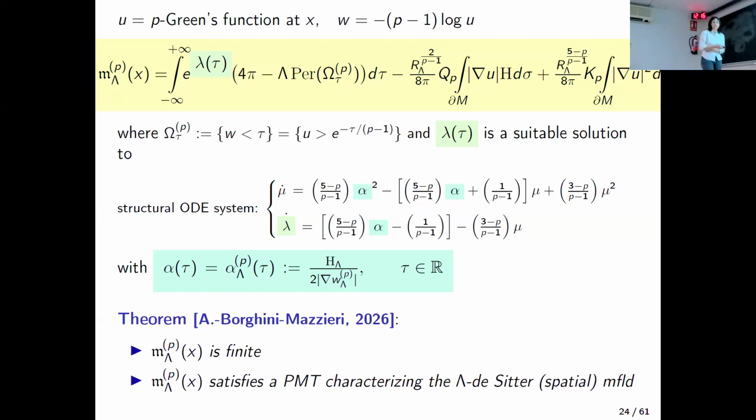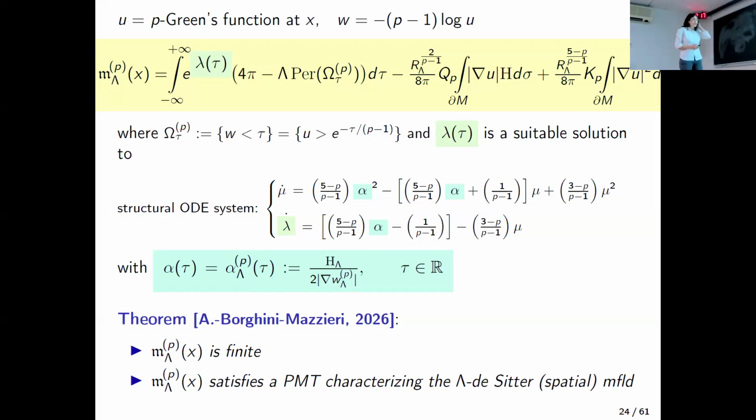And so what we could prove about the p-harmonic total masses is, first of all, that they are finite. This is due to the asymptotics of this lambda function at minus infinity and at plus infinity. Okay, and it satisfies the positive mass theorem that characterizes the de Sitter spatial manifold.